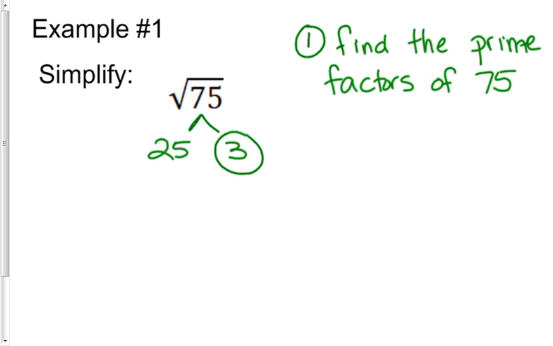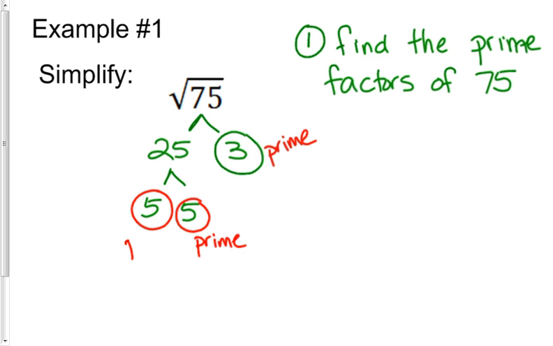We're going to circle the prime factors. So 3 is prime. We're going to circle that. We're done with that side of the tree. 25 is 5 times 5. Both of those are primes. So once you get to a point where you have all prime numbers left over, you have completed step number 1.